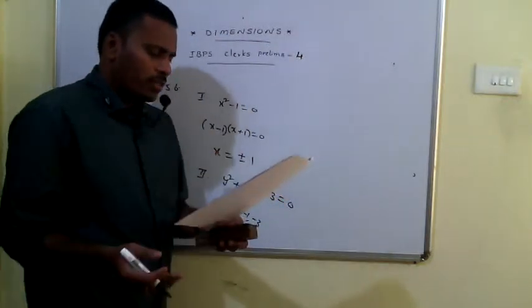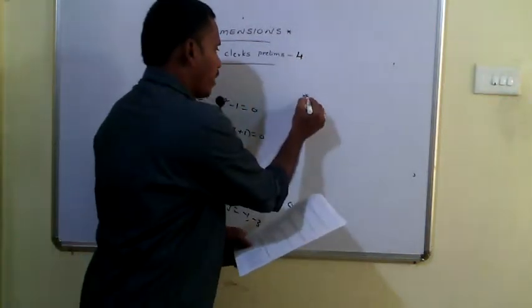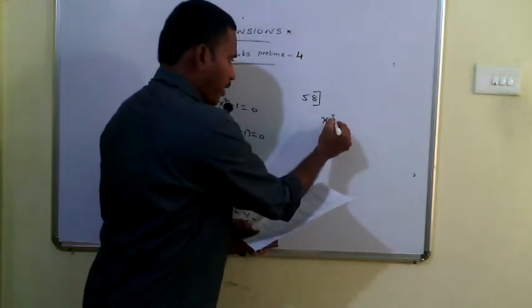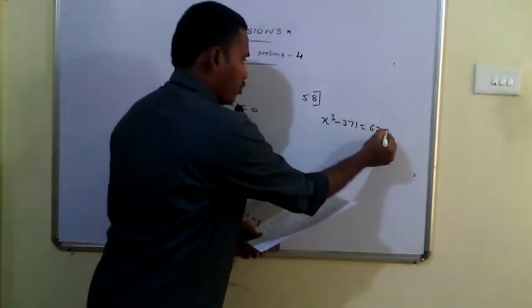Okay. Similarly, you can answer the remaining questions like 57, 58. Coming to 58, the first equation is given like x cube minus 371 is equal to 629.